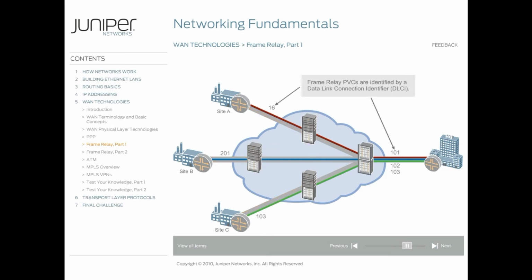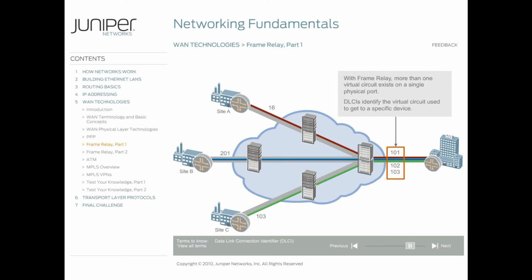Frame Relay PVCs are identified by a Data Link Connection Identifier, or DLCI, which is similar to an address. The DLCI is assigned by the service provider and included in each Frame Relay frame. Just like PPP, Frame Relay is a connection-oriented protocol, meaning that a connection must be established between devices before data can be sent, so addresses aren't necessary. With Frame Relay, however, more than one connection or virtual circuit exists on a single physical port, so DLCIs simply identify the virtual circuit used to get to a specific device.